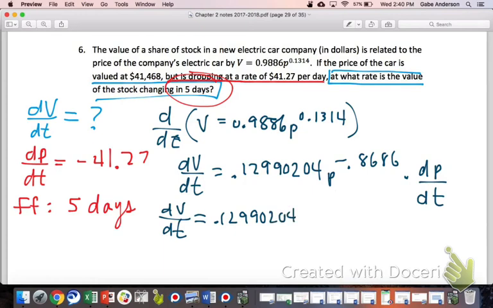0.12990204. P is, can you help me out with, if you subtract out the 4127, what'd you get? $41,261.65, 65 cents to the negative 0.8686. And dPdt is that negative 4127. There we go. So at this point, it's pretty obvious we are up against a calculator moment.